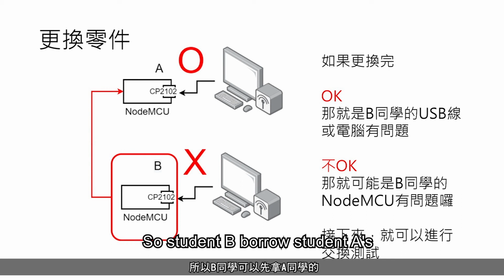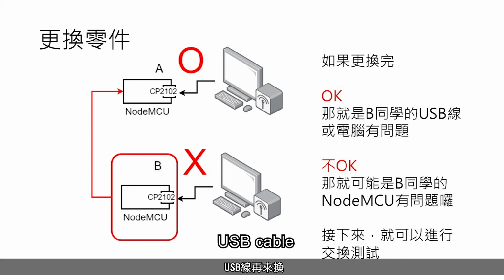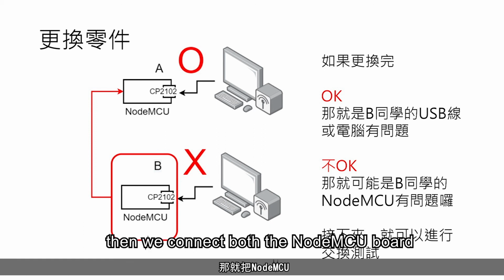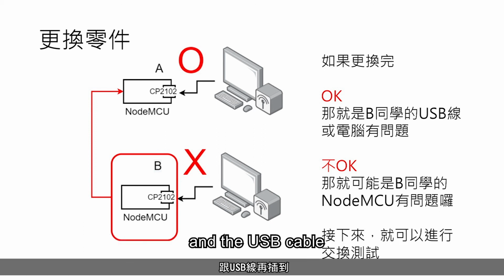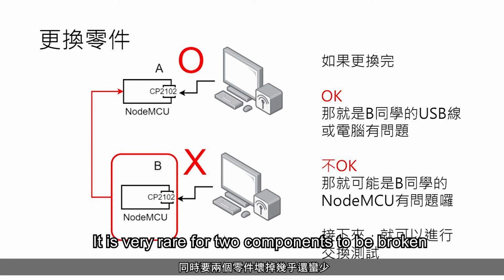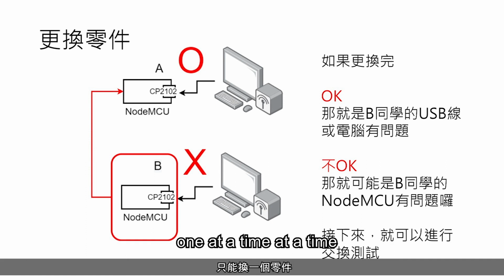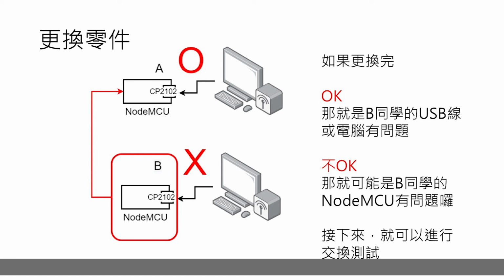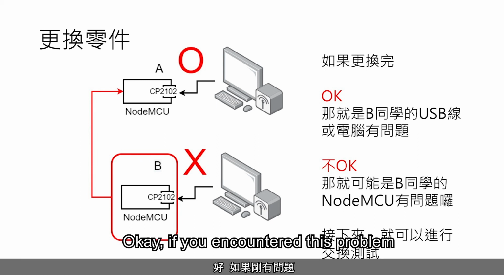So student B borrows student A's USB cable. If it still doesn't work after the replacement, then we connect both the Node MCU board and the USB cable onto student A's computer. It is very rare for 2 components to be broken. You can only replace 1 at a time and not 2 at the same time. Okay, if you encounter this problem, you perform this testing.